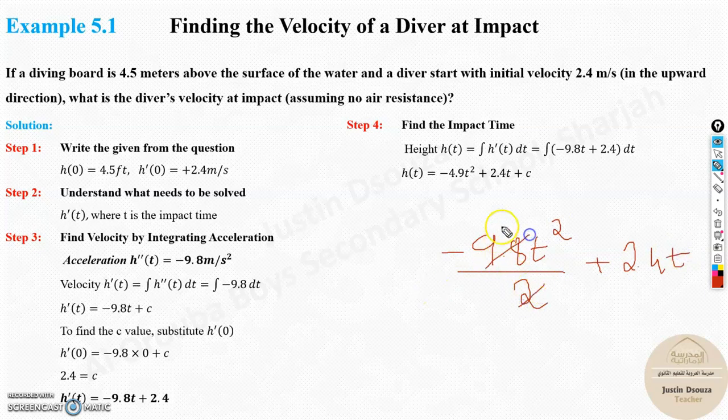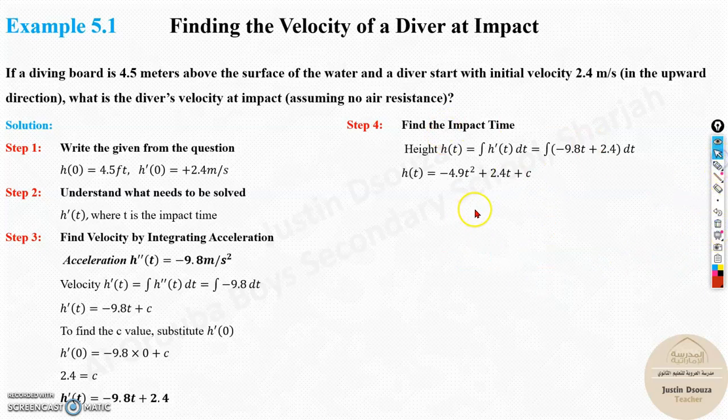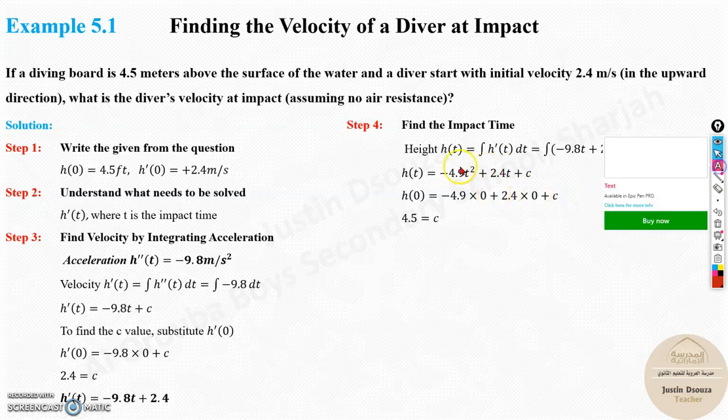This 9.8 and 2, when you put it in the calculator, you will get 4.9. So minus 4.9 t square plus 2.4 t plus c. That is the answer. But again, we don't know what is c. What do we do? Let us put t as 0 and let us solve. t will be 0. So instead of t over here, everywhere it's 0. What is the h of 0 value? It's 4.5. So 4.5 is c, because this cancels.